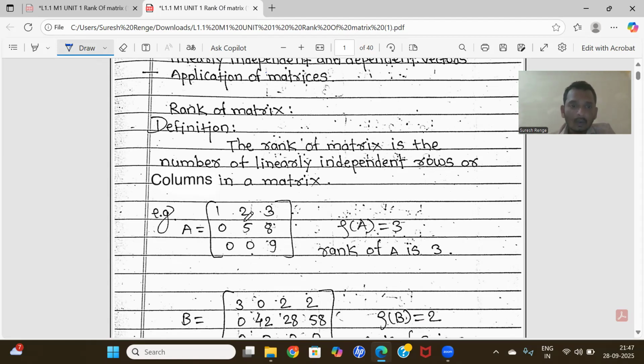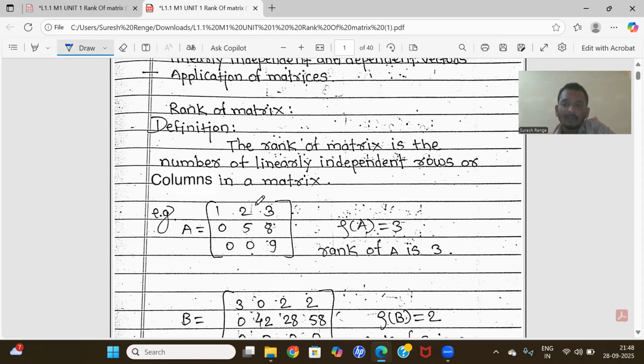Whatever matrix is available, if that matrix is in echelon form, then count the number of non-zero rows. The first row is a non-zero row, the second row is a non-zero row, the third row is a non-zero row. Therefore, 3 non-zero rows are available here. Therefore, the rank of matrix A is equal to 3.